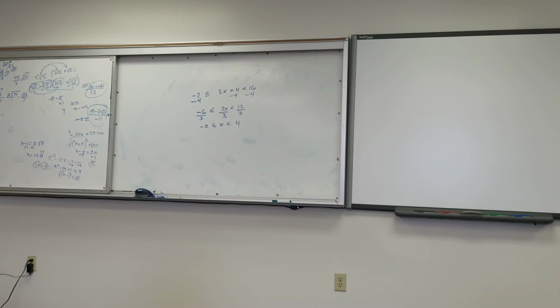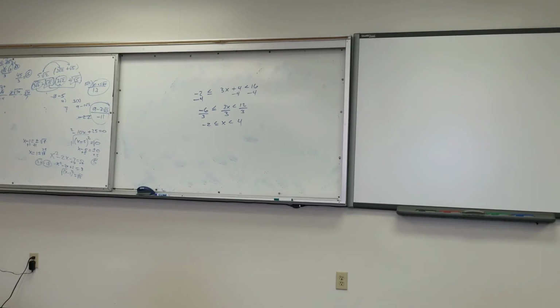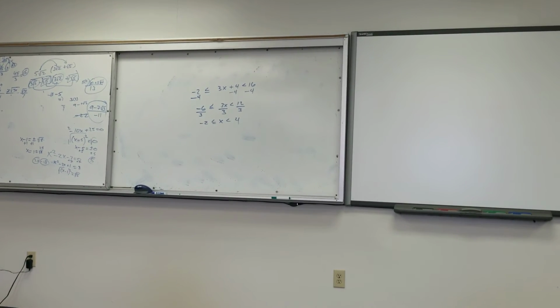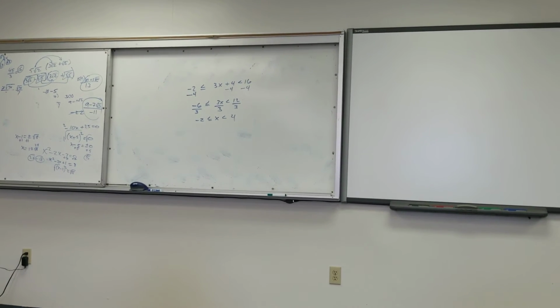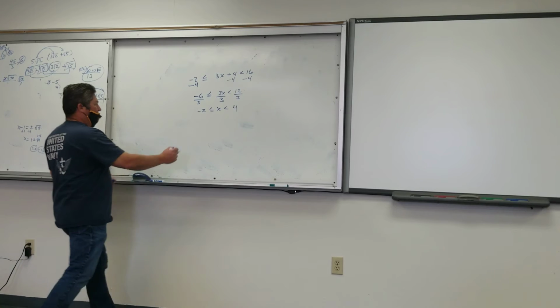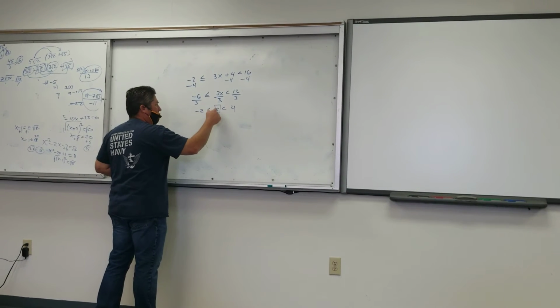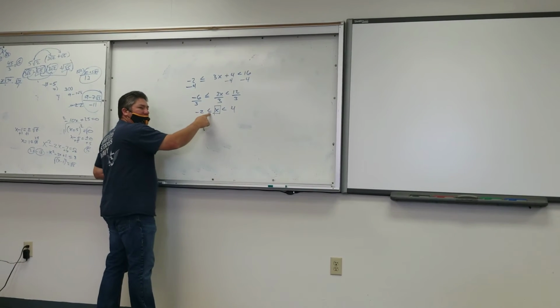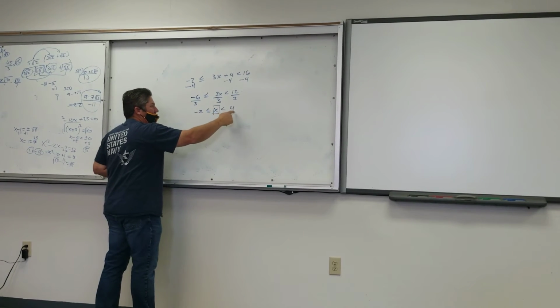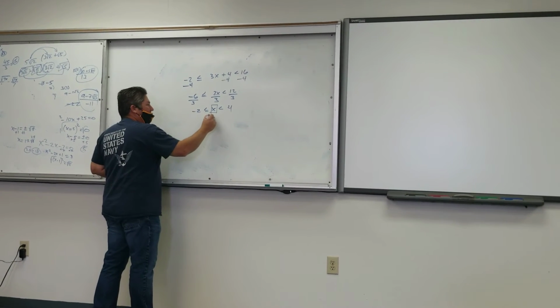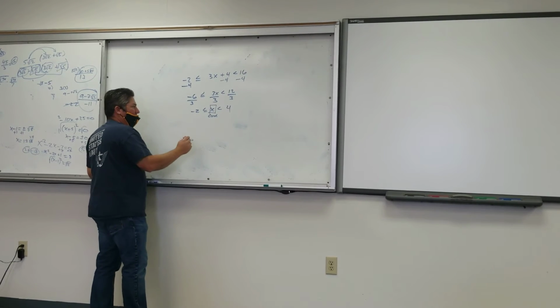Greater than what? -2, greater than or equal to -2. And less than what? 4. Notice how I read from the variable. X is greater than or equal to -2. X is less than 4. And it's got to be both. This is an and, has to be both.